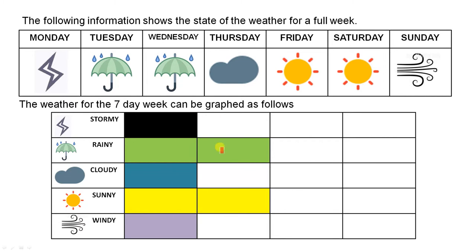So you can see the graph. It's very colourful, and it's quite easy to recognise that, for example, rain occurred on 2 days and it was also sunny for 2 days. And other questions can be asked about the graph.